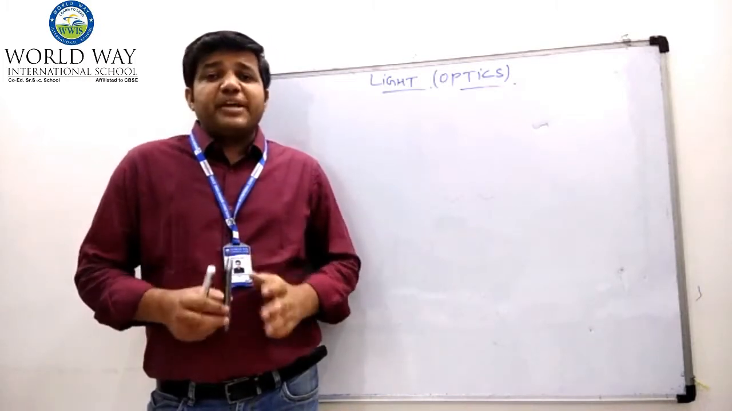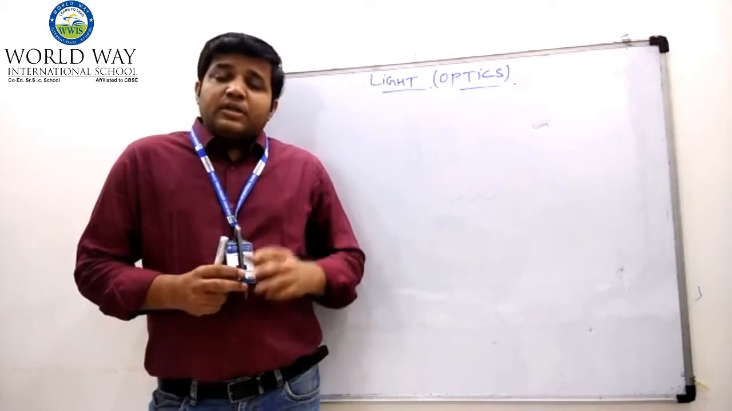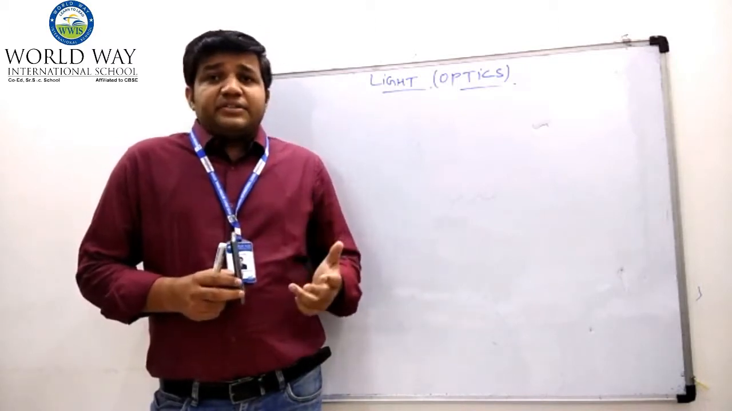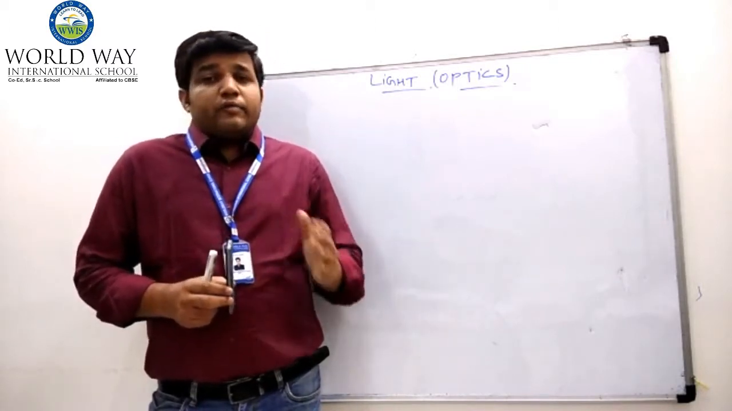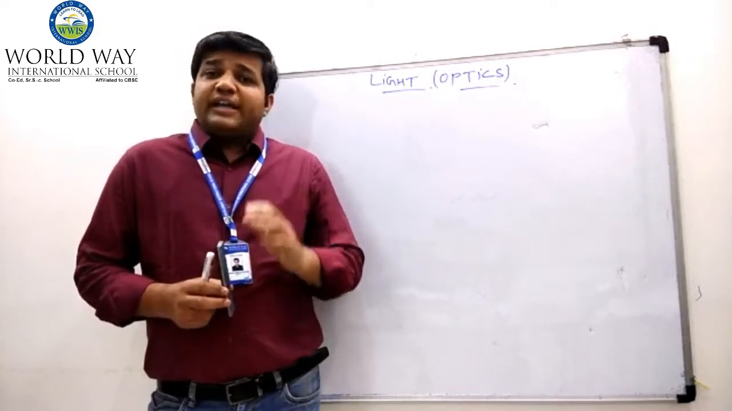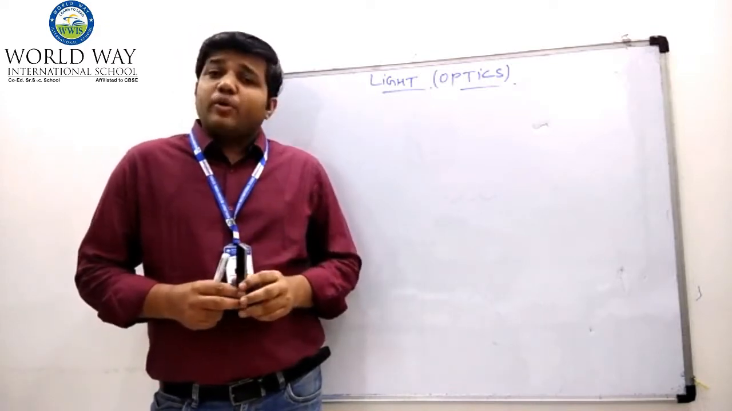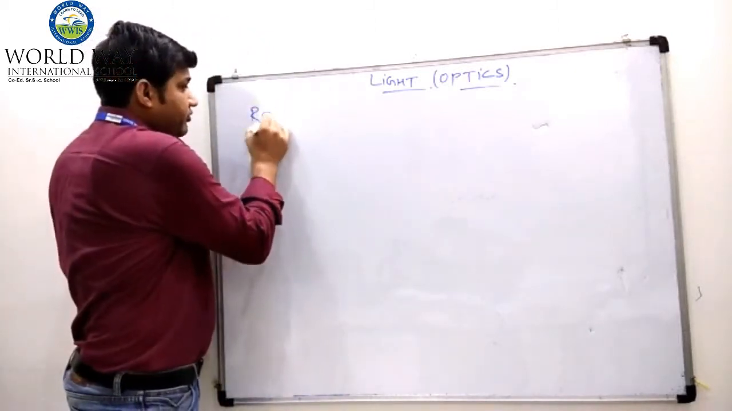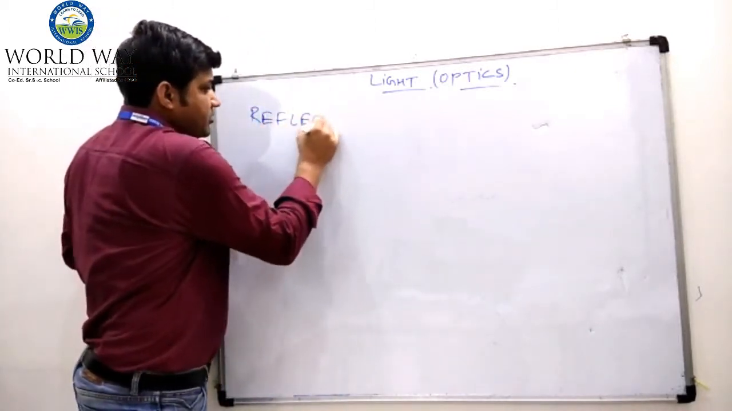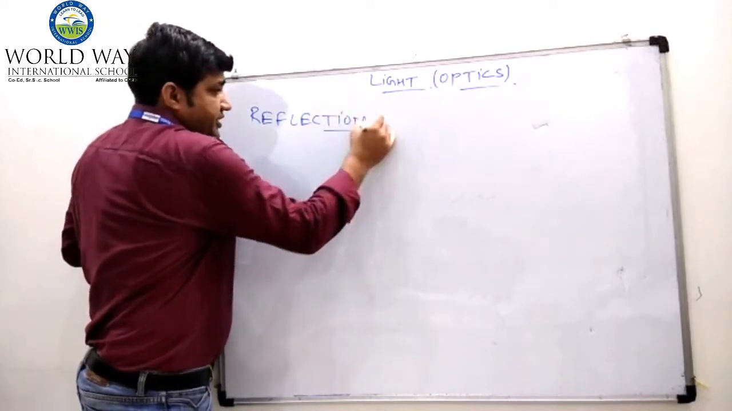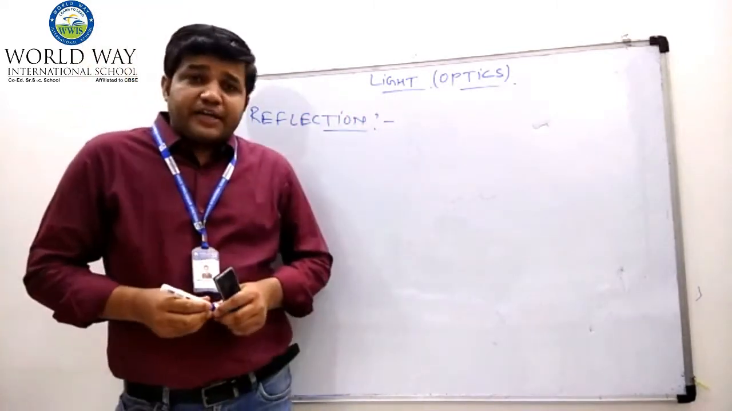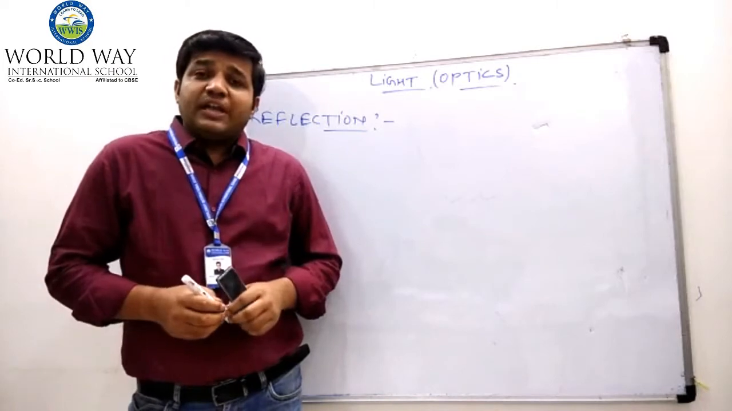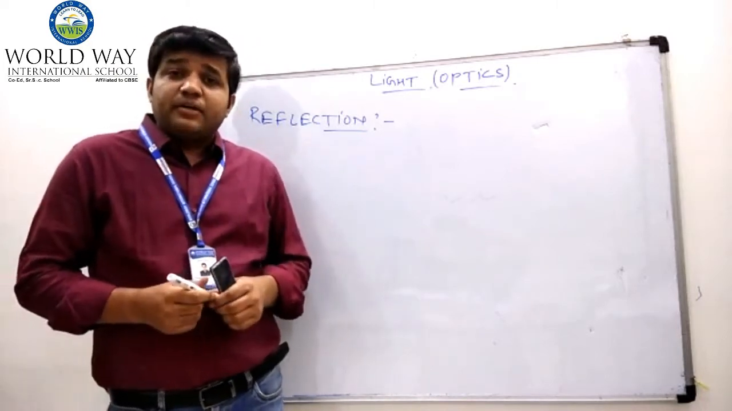So there is a basic principle in which the light is reflected back when it strikes on any reflecting surface. This phenomenon is called reflection of light. First is reflection of light. Now we also know light travels in a straight path.